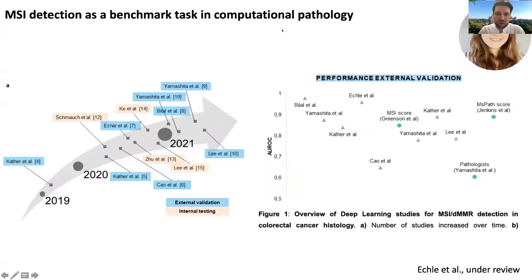So following the first study in 2019, nowadays, at least 12 studies have looked at this. And my student Amelie has recently summarized all the evidence on deep learning-based MSI detection in colorectal cancer. And what you can see here is that as time goes by, really an increasing number of studies has addressed this clinical question and has tested the use of deep learning for MSI detection in colorectal cancer.